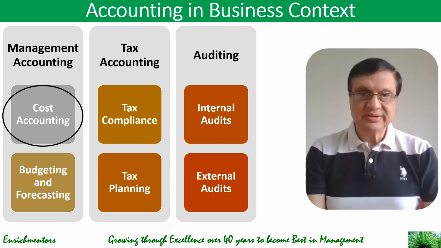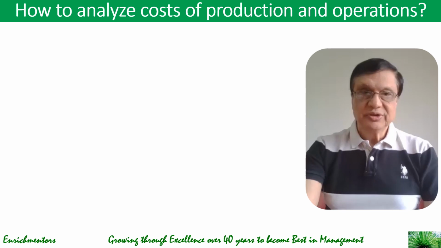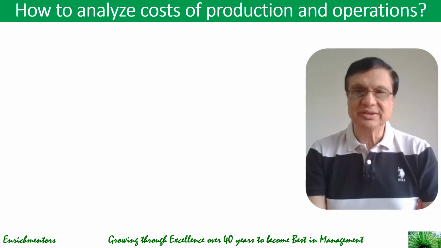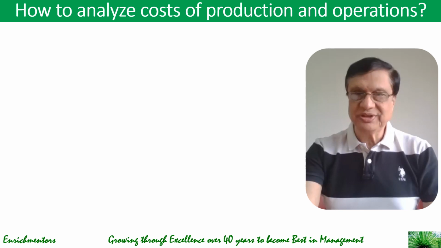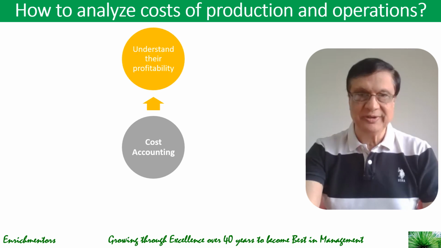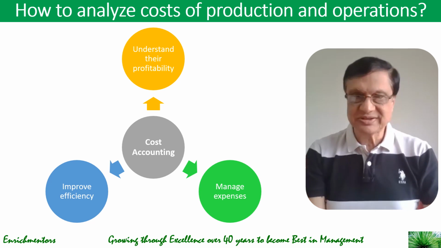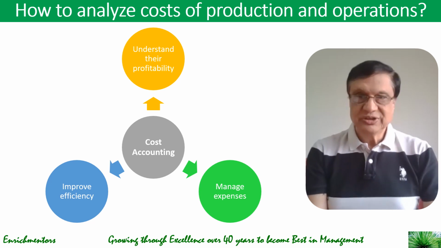So let's take a look at cost accounting, which basically means analyzing cost of production and operations in accounting for business, right? So how do you think you can analyze cost of production and operations? Any thoughts? Anything that you know? Analyzing the cost of production and operation is obviously important. It's an important process for businesses to understand their profitability, manage expenses and improve efficiency, because all businesses need to be profitable. Then you need to manage expenses and you need to be more efficient than competitors. So that's where the role of cost accounting comes in.